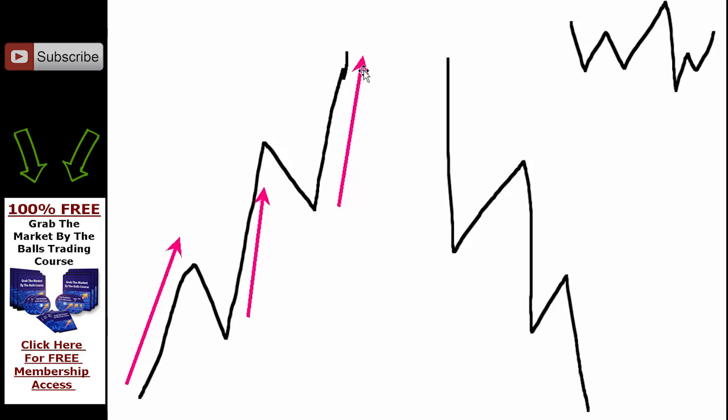Because remember, we want to have the probabilities on our side, so we want to go with the overall trend. Secondly, we want to have a situation where we can cut our losses short. And thirdly, we want a situation where we can let the profits run a little bit more, so we can have a 4 to 1 risk ratio, 4 profit to 1 risk.